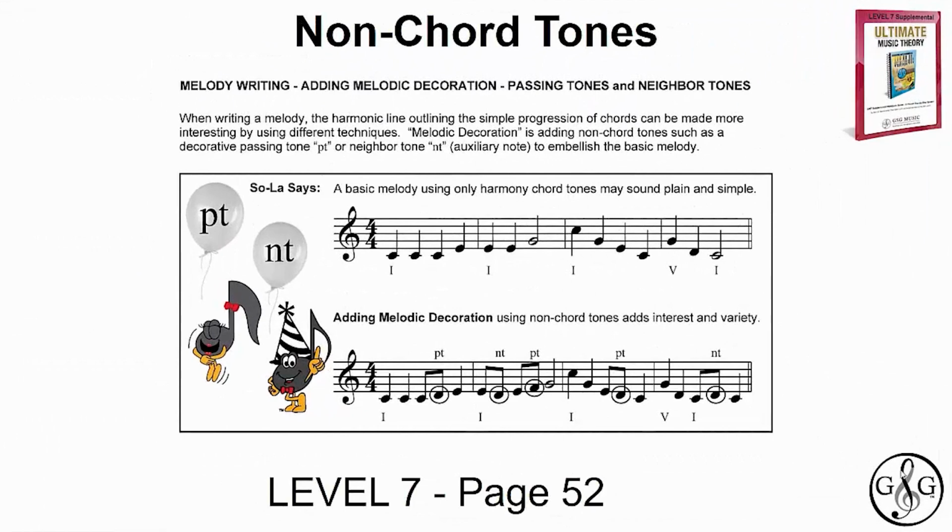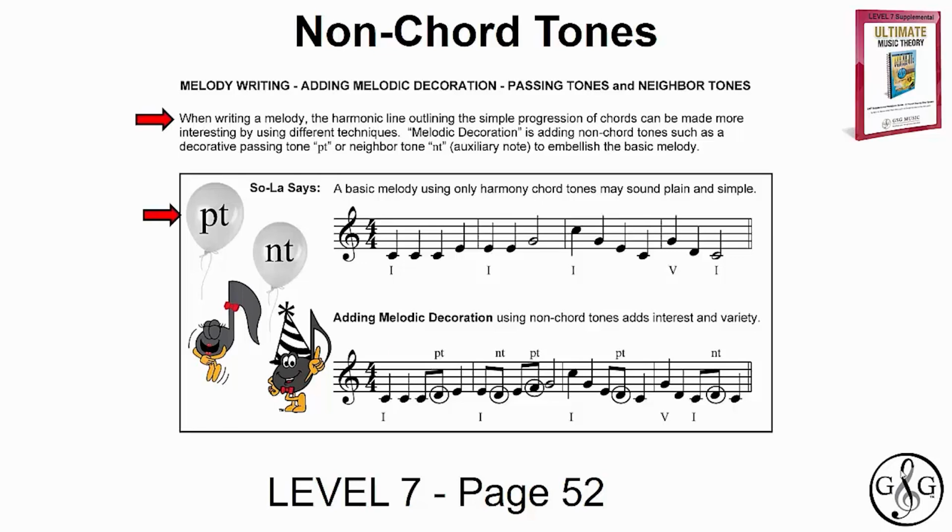But first, let's start by looking at level 7, page 52. So flip over to page 52. Non-chord tones. When writing a melody, the harmonic line outlining the simple progression of chords can be made more interesting by using different techniques. So melodic decoration is adding non-chord tones, such as a decorative passing tone known as PT, or neighbor tone, identified as NT, auxiliary note, to embellish the basic melody.